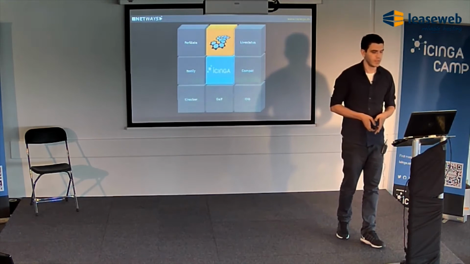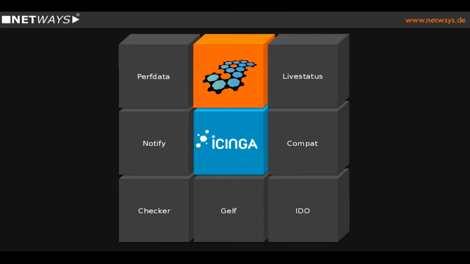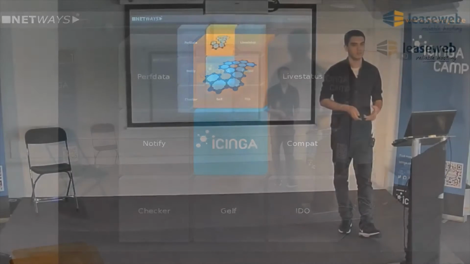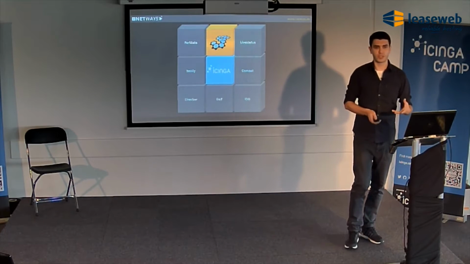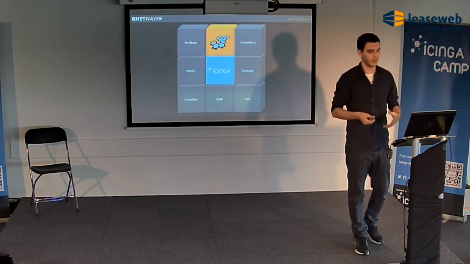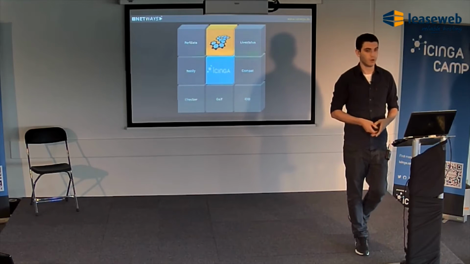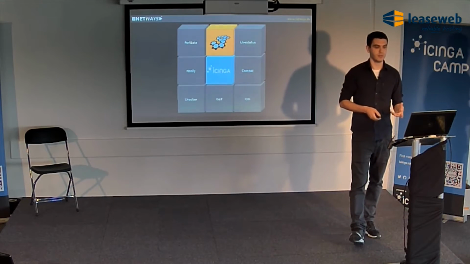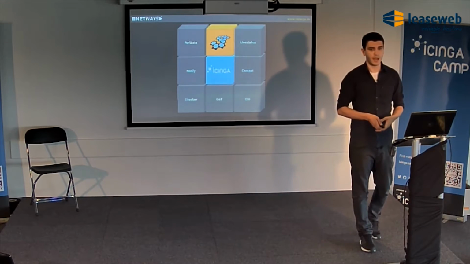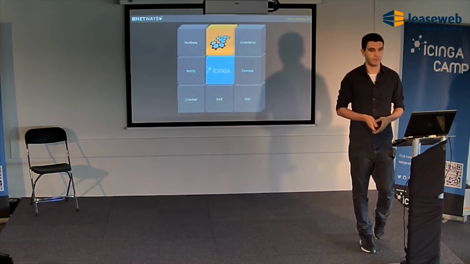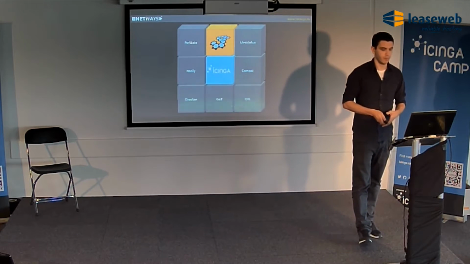In Icinga 2, everything is a feature. Every new function that is implemented, like graphing or logging or even checking itself, is a feature, because Icinga 2 is modular. And like this, Graphite is a feature. Features can collect data, or they can store it, they can forward data, or they can make data available, like live status. Icinga has a lot of features, and Graphite is one of them, which I will be using in this setup.